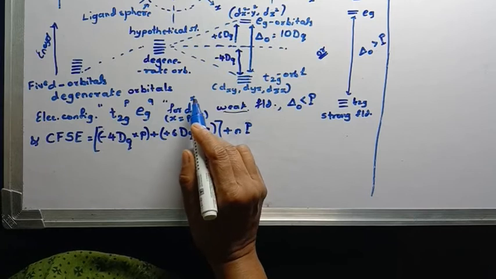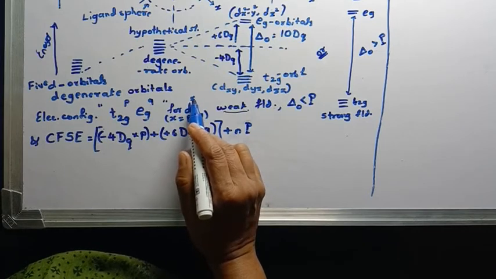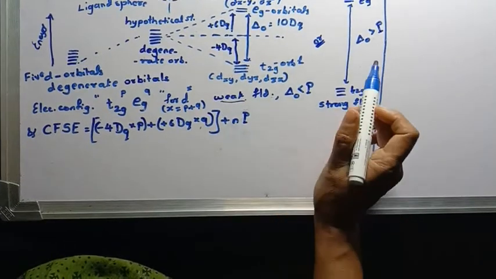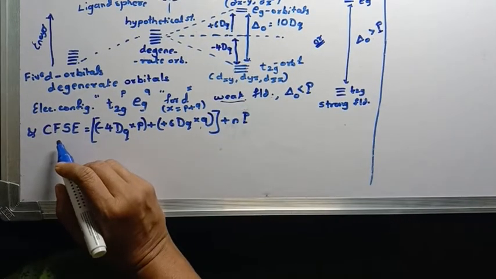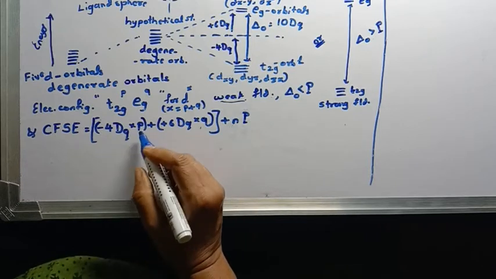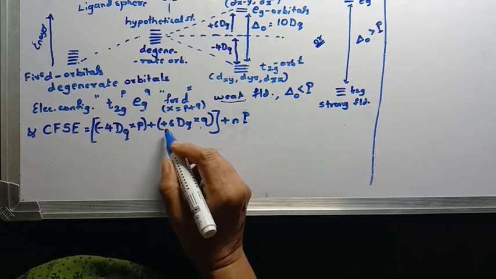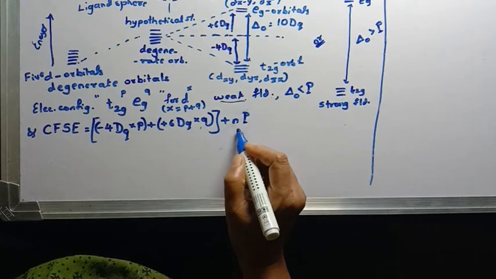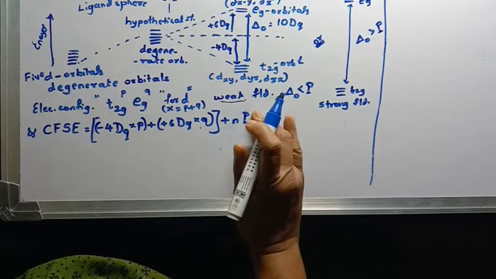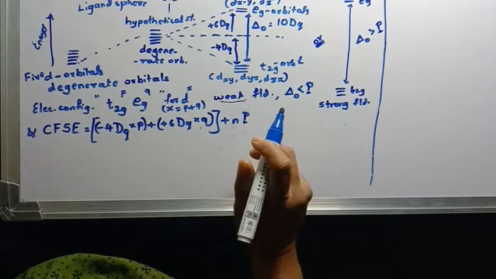A d^x system means a d orbital containing x number of electrons. x may be 1, 2, 3, 4, up to a maximum of 10. Now, to calculate the crystal field stabilization energy, this is the formula: minus 4 Dq into p plus 6 Dq into q plus n into P. Here P indicates the pairing energy.